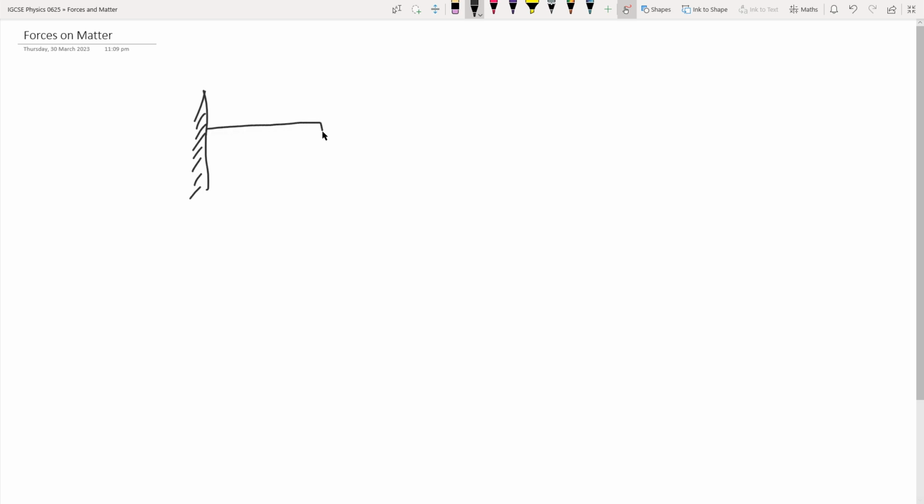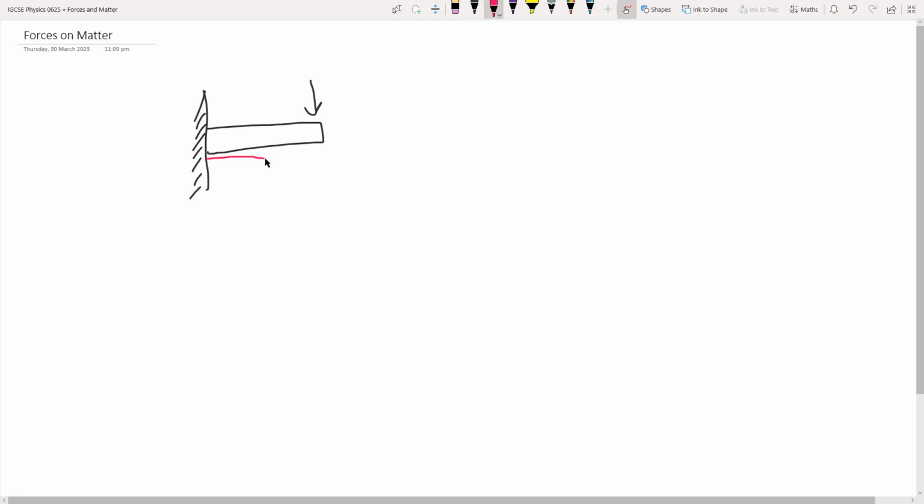For example, I have this wall, right? And from that wall we have this steel bar, and if I apply force over here, I would see that the bar would tend to bend, right? So that is what we call a bending force, the bending effect of a force.